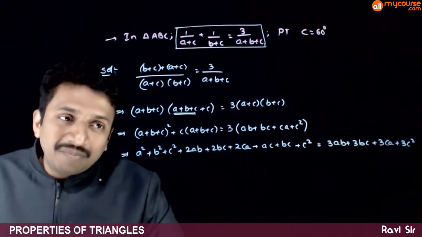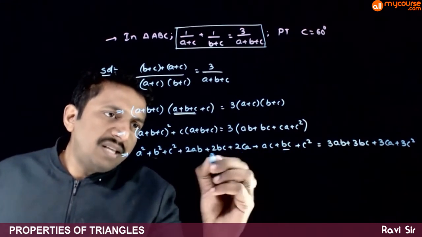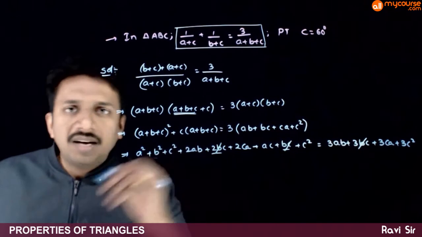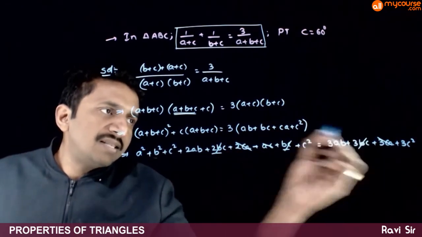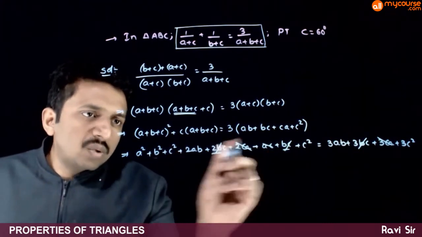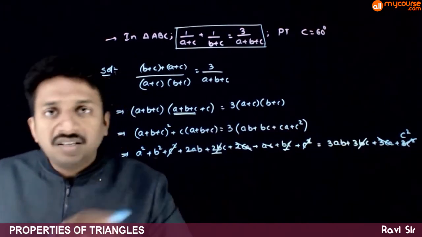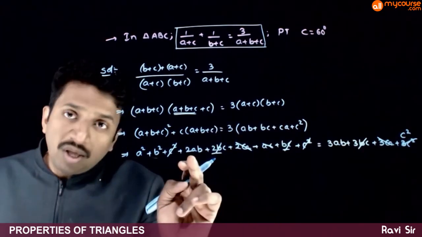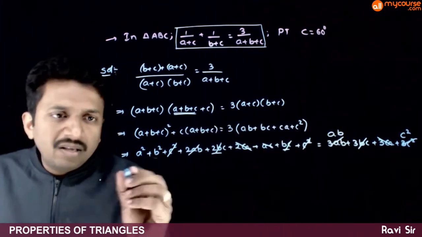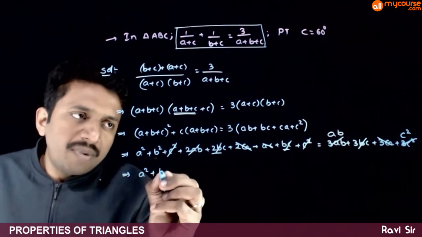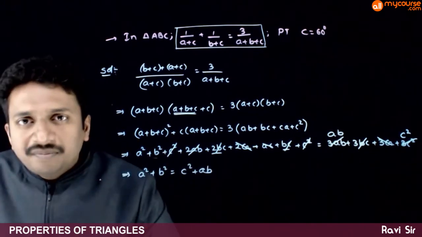So is there any term that is getting cancelled? Let us see. You have 2BC plus BC, 3BC, and 3BC are getting cancelled. Next, 2AC plus AC is 3AC and 3AC gets cancelled. You have 2C square here. So C square and C square is 2C square. If you cancel it out, you have an extra C square which is remaining here. So you have 2AB here. If 2AB gets cancelled out, you have an AB here. So effectively you got A square plus B square is equal to C square plus AB.